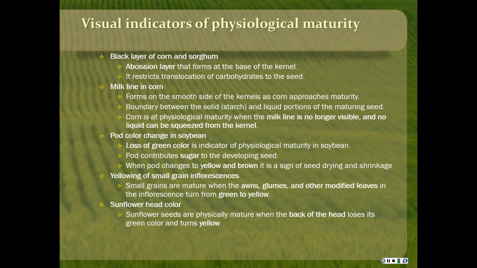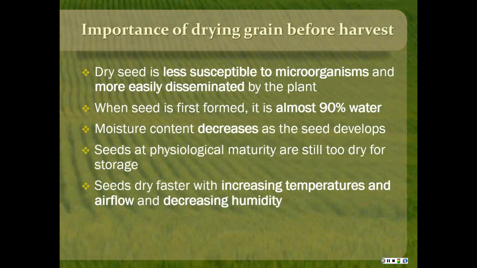The pod is what contributes the sugar to the developing seed. So when the pod has become yellow and brown, it's no longer actively growing green, so it's a sign of seed drying and shrinkage. And on small grains, when the awns and the glumes, other modified leaves that surround the grain, turn from green to yellow, it's a sign of maturity. And in sunflowers, the seeds are physically mature when the back of the head is no longer green and starts turning yellow.